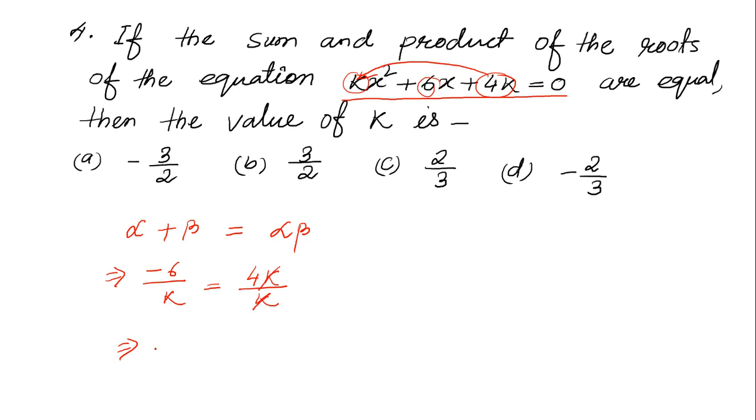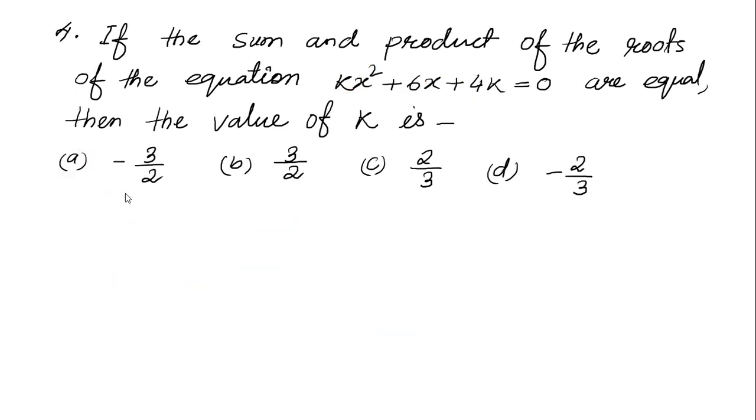So here what we can say: k is cancelled out, -6/k is equal to 4. Then -6/4 is equal to k, that means k will be minus, if you cut it by 2, then -3/2 will be the answer, which is given here in option A. That's why you can say that A is the correct option for this question.